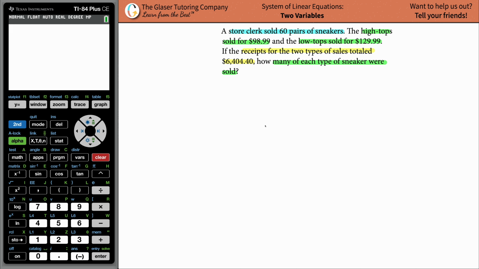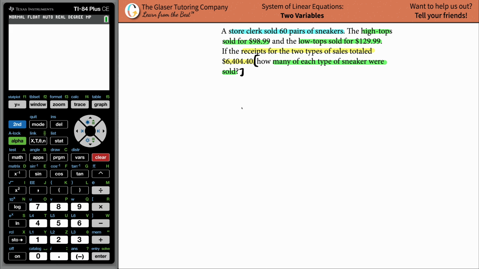Okay, so we got a word problem, sneakers, love it. The problem with word problems is that they don't give you the formulas, right? If we just had a formula, bada bing, bada boom, we'd be able to solve it. The problem is that we have to go the extra step to make the formulas and then solve the question.